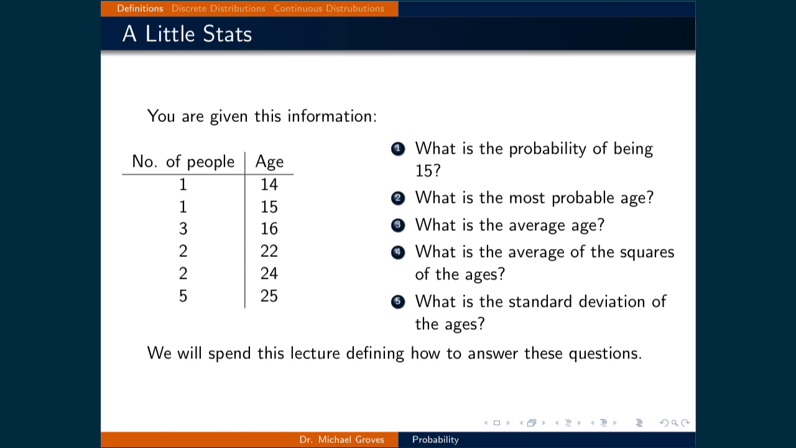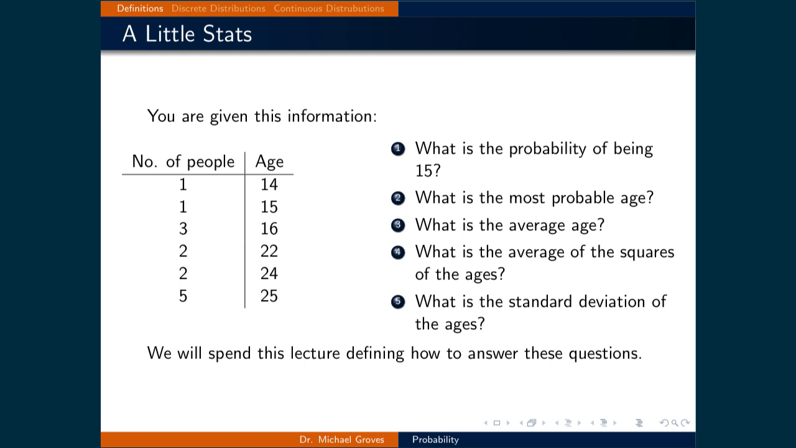It can be based on data. For instance, the ages of a sample of people in a room could be recorded. Based on that, we could answer some questions about this group of people. What is the probability of being 15? What is the most probable age? What is the average age? What is the average of the squares of the ages? What is the standard deviation of the ages?